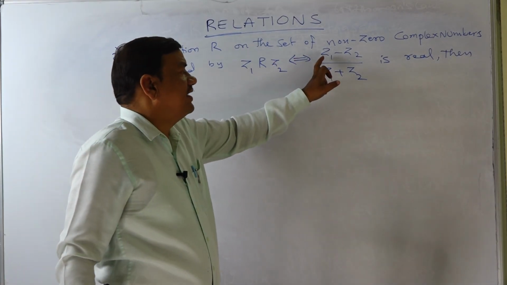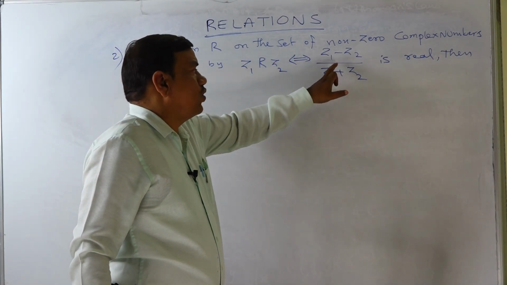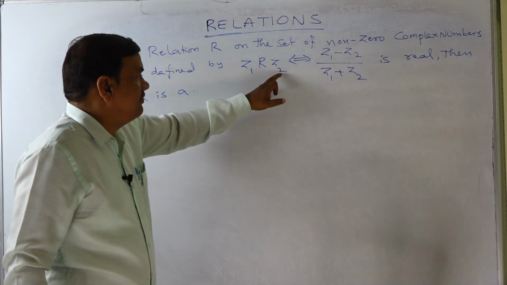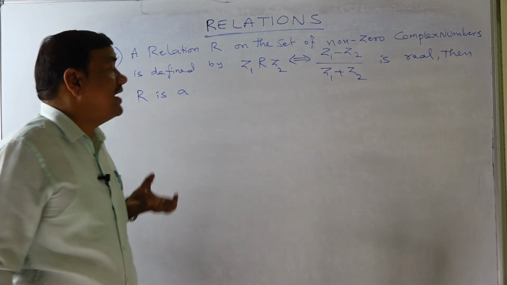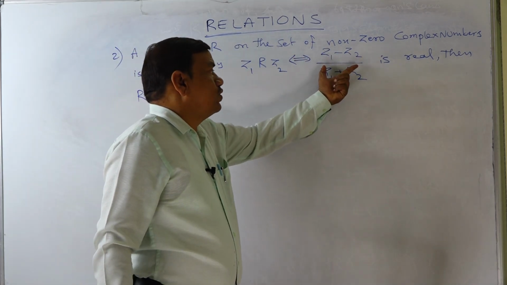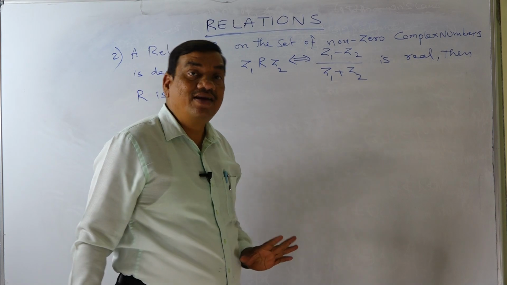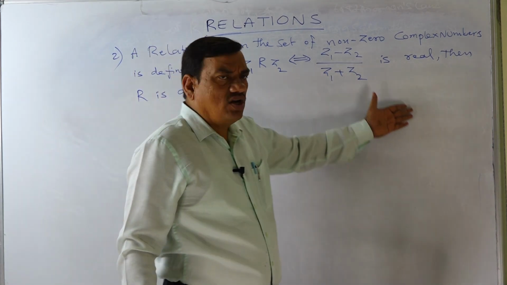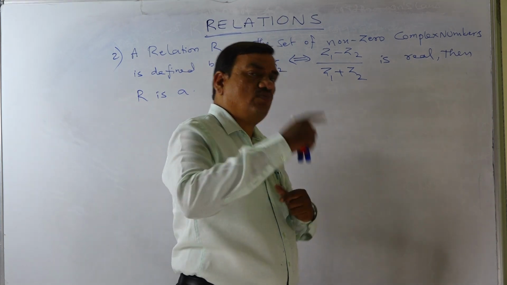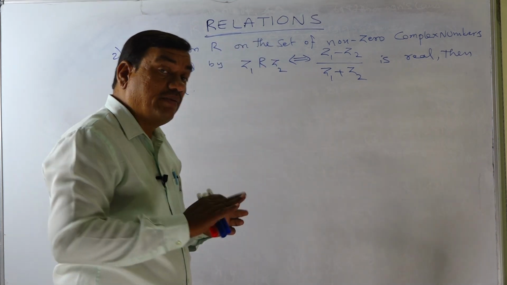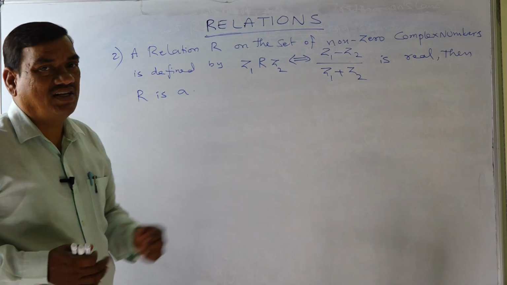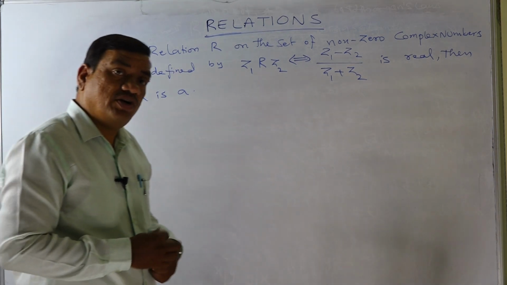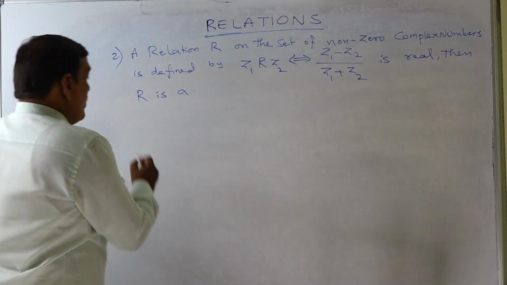How is it defined? (Z1 minus Z2) upon (Z1 plus Z2) is a relation. So these two complex numbers Z1 and Z2 are related if (Z1 minus Z2) upon (Z1 plus Z2) is a real number. Then the R is: the options are reflexive, symmetric, transitive, reflexive but not symmetric, symmetric but not transitive, transitive but not reflexive. Like that the options will be there. Now let us check the reflexive relation.